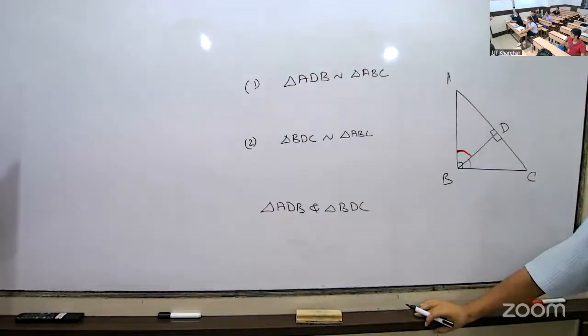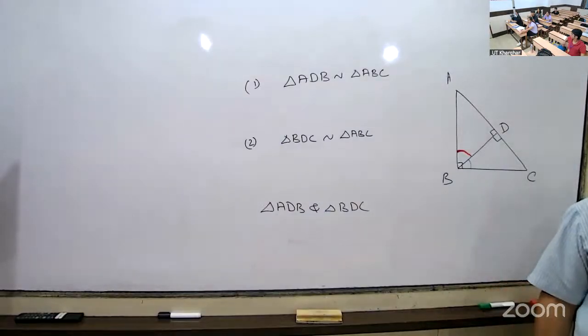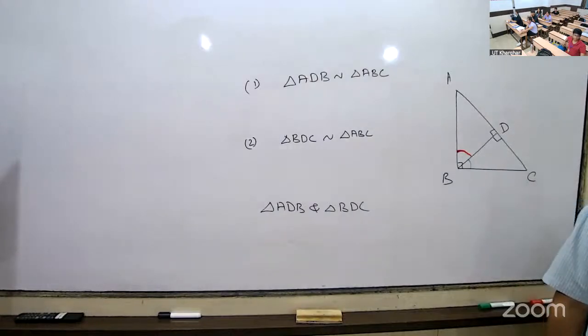One angle is 90 degrees. How about the other two angles? Their sum is 90. The other two angles are acute and their sum is equal to 90.